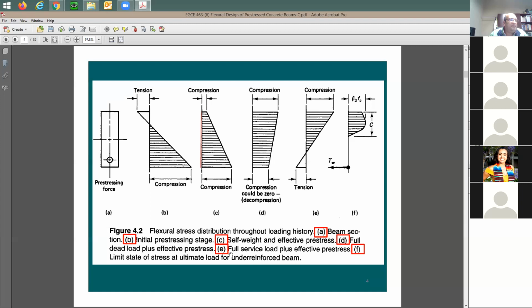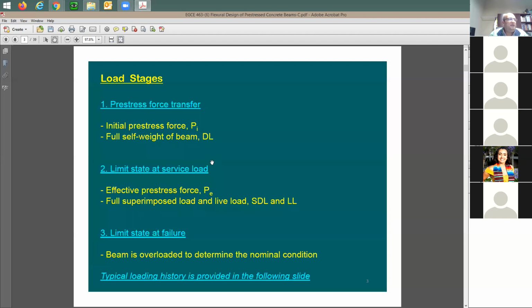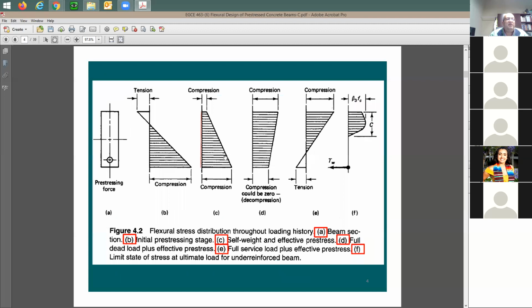In case E here, you're going to have the final or the full service load, right? Now we have dead load, superimposed load, live load, the whole thing. So as you see here, we split it into more stages, if you like. If I go back, I have here two cases, right? This case and that case. PI was dead load, service load was PE. But here I can split it into more.